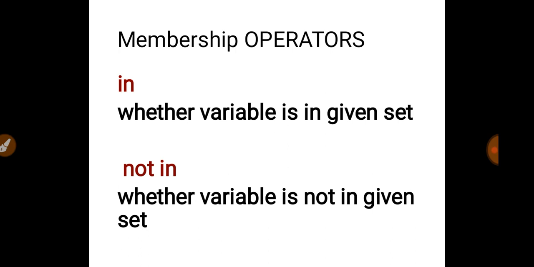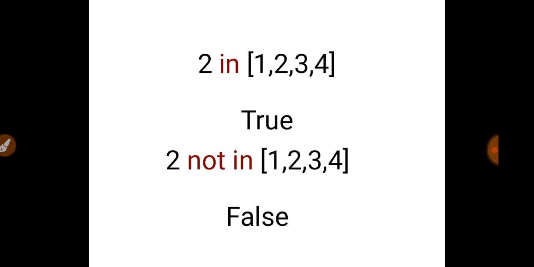So you can understand the definition of this membership operator by this example. Suppose you have written 2 in list 1 2 3, and 2 is present, as we know, so therefore the value will be returned true. And suppose you have given another statement, and you have written 2 not in the list, because 2 is there, this is false, because 2 is there in the list, so therefore it will return false.